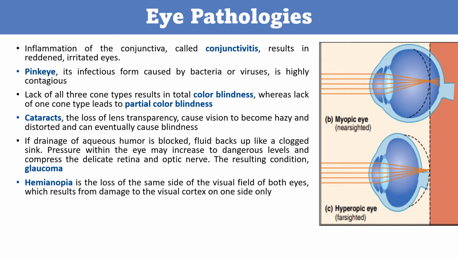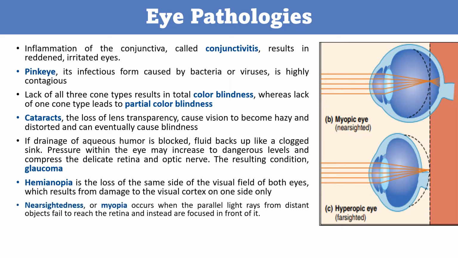Hemianopia is the loss of the same side of the visual field of both eyes, which results from damage to the visual cortex on one side only.